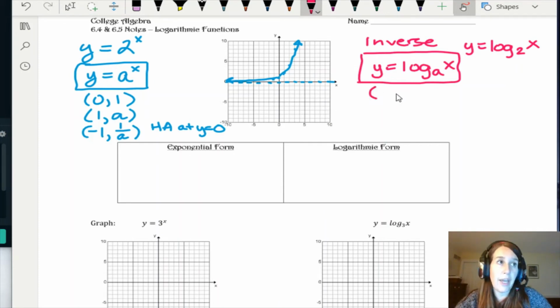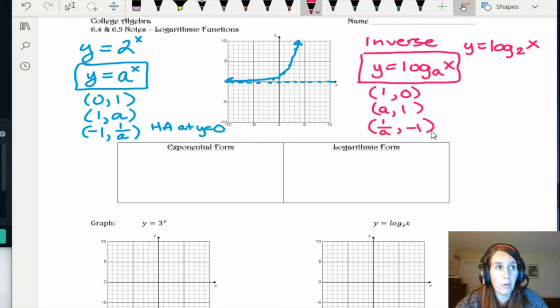So the points that we have, remember how you find an inverse, right? That's why we studied inverses before we studied exponents and logs, so you could understand the concept. Remember, to find an inverse, you switch the x and the y, right? So if the point was (0, 1) in exponential form, switch the x and the y, it's (1, 0) in log form. And then likewise, (1, a) becomes (a, 1). And (-1, 1/a) becomes (1/a, -1). Okay, so these are 3 points on the log graph.